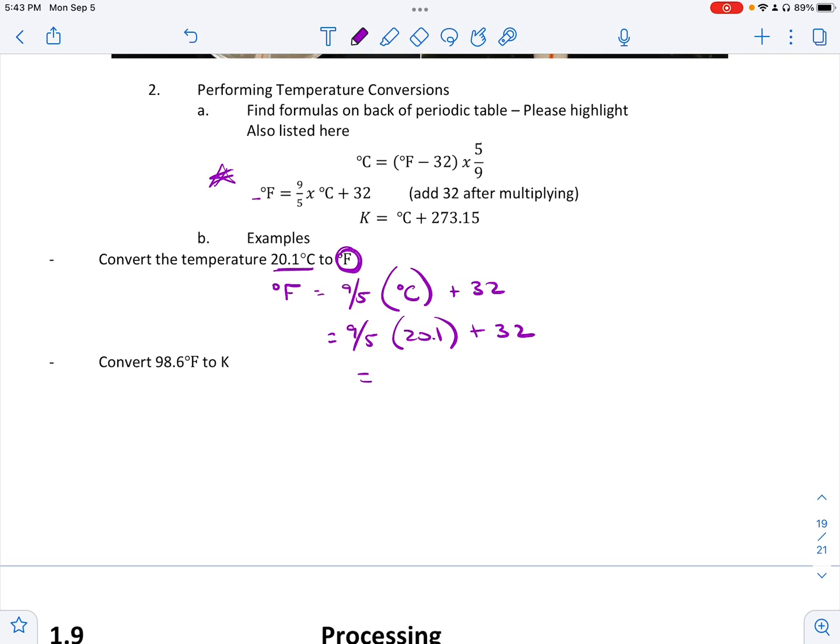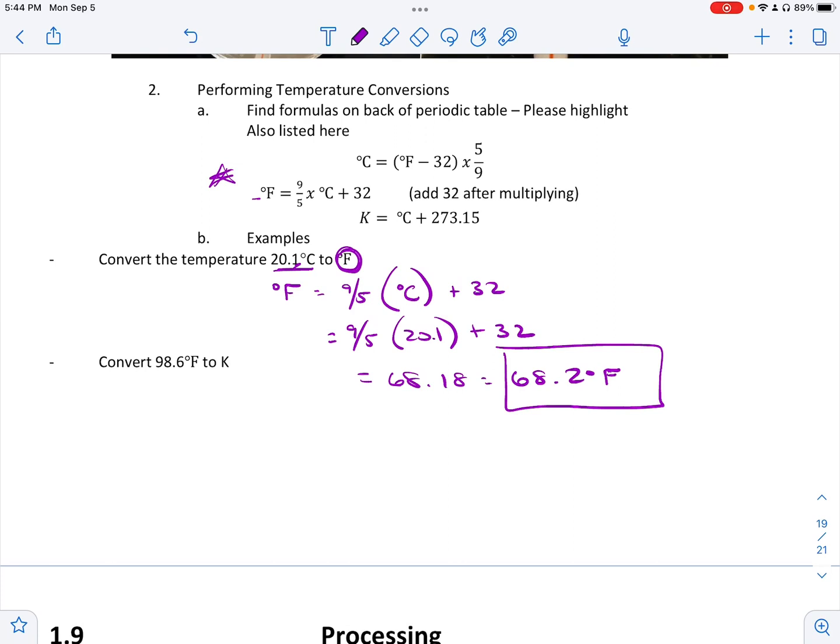All right, and that should give us 68.18. But we only had one decimal here, so we should have one decimal in our answer. So 68.2 degrees Fahrenheit. Kind of a chilly bit of water, but pretty close to room temperature, probably what it is in our room right now.